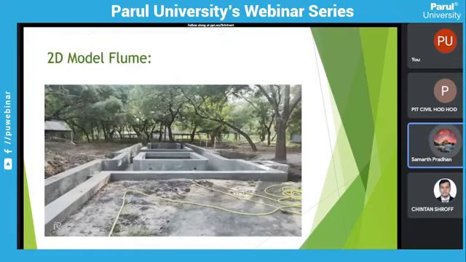This is the flume which we constructed last year. Here I will explain the components which are needed for a model study. First, at the start, is the approach channel. We have this canal network, and from the canal network water enters the octagonal tank, where a gated structure is there. Whatever model you want to run, we open that gate. From our octagonal tank, water enters the approach channel. Then we have the upstream stilling chamber, which is just to dissipate the water flow.